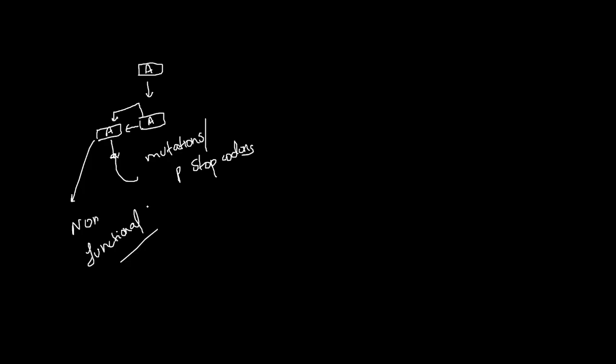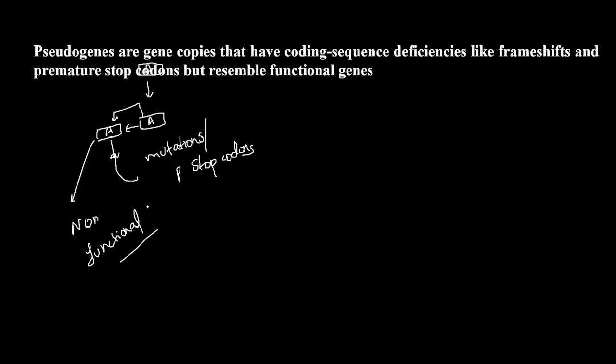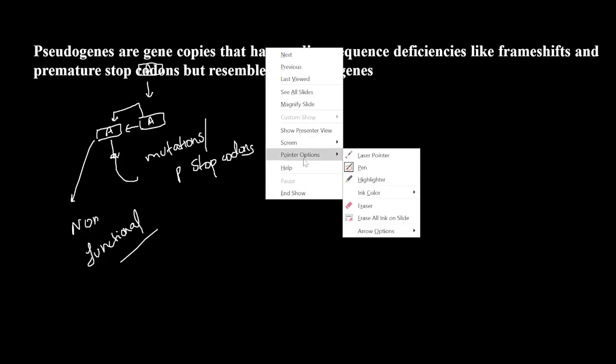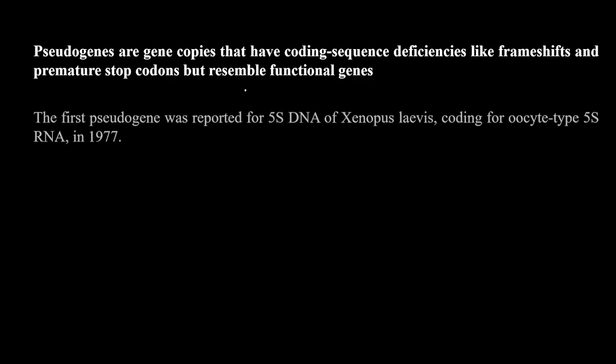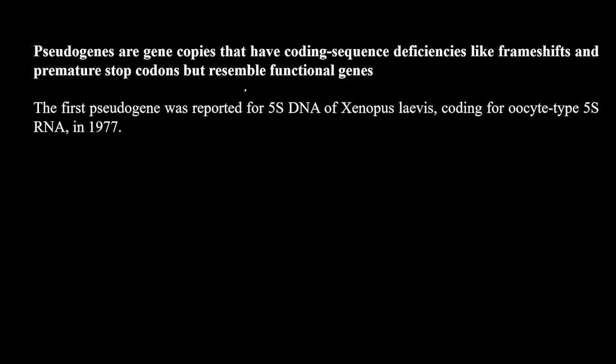So coming to the definition. Pseudogenes are gene copies that have coding sequence deficiency like frame shift mutation or premature stop codons. Then these genes become non-functional and are known as the pseudogenes. Now the first pseudogene was reported for 5S DNA of Xenopus.